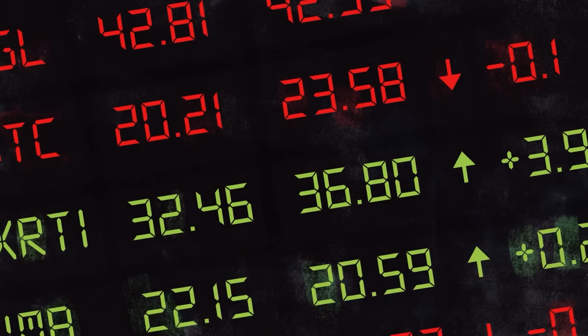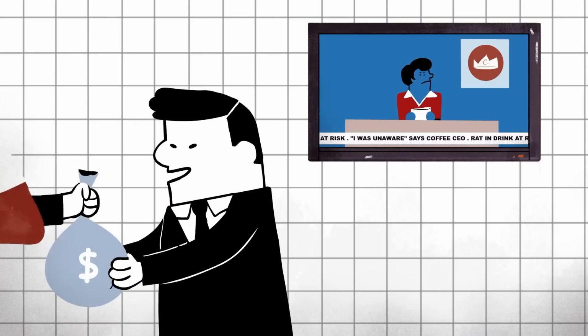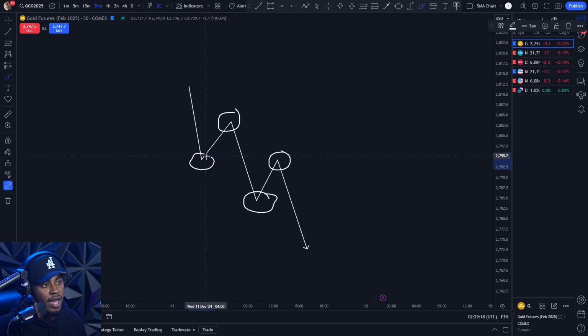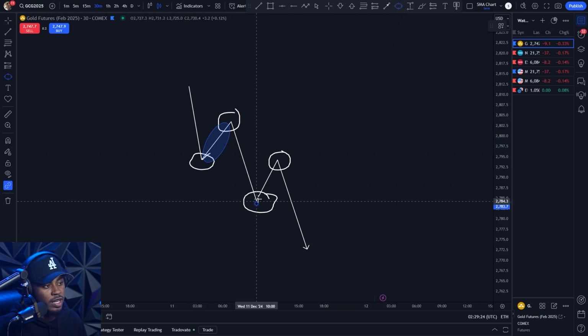And of course, just like an uptrend, but opposite, traders often look to sell during retracements or capitalize on breakdowns in this phase. So when we have a pullback right here, people are looking for sells. And when we have a pullback or retracement right here, people are looking for sells.